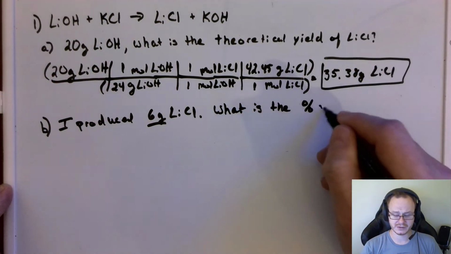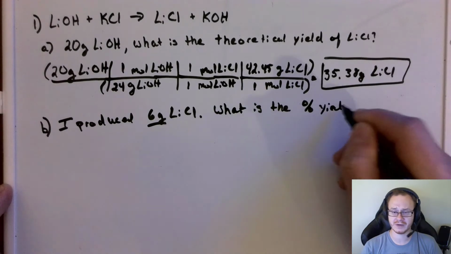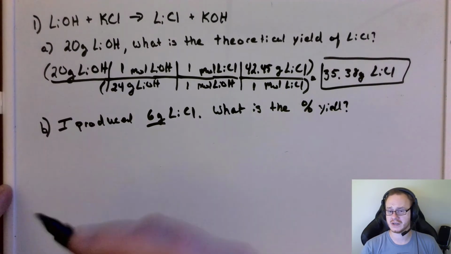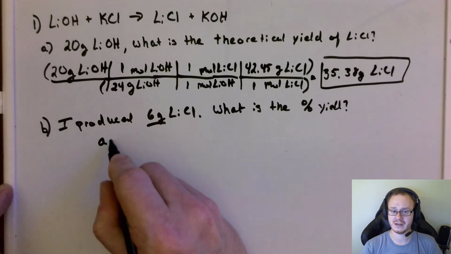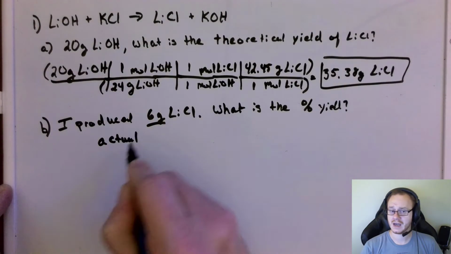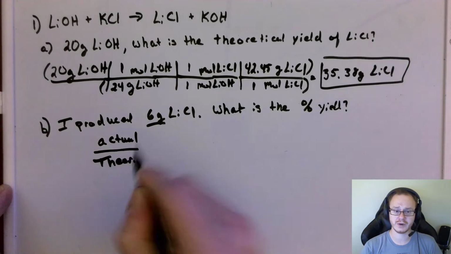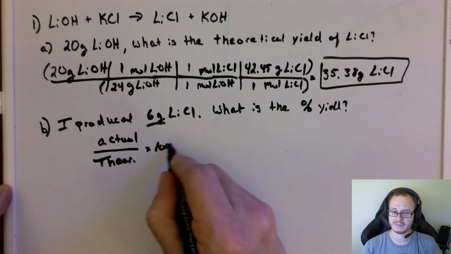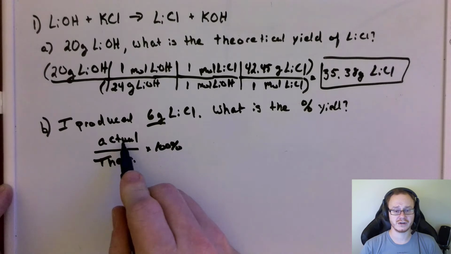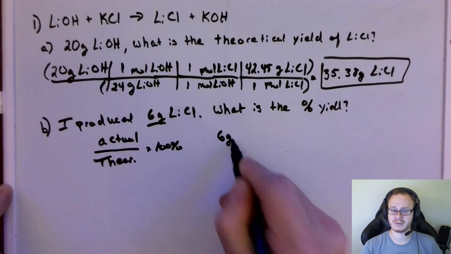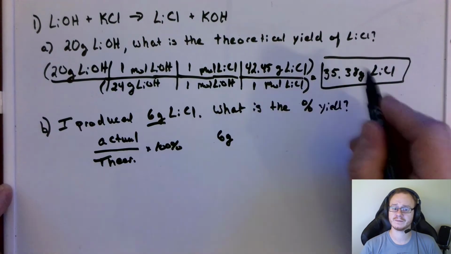Remember that percent yield is going to use a relatively simple formula, but it is new to us. It is the actual yield divided by the theoretical yield. Actual yield is what you got in a laboratory. Theoretical yield is what you calculated mathematically. Once these are gathered, you multiply the result by 100%, and that's your percent yield.